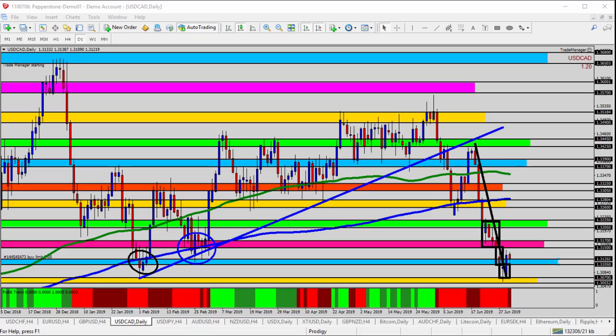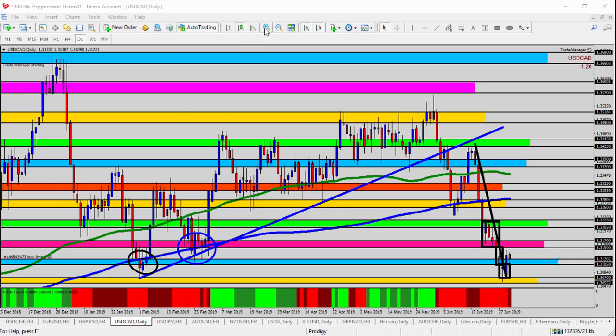Today we're taking a look at the USDCAD, the US dollar versus the Canadian dollar, for today's trade analysis. Not too hard to see here on the daily time frame that this currency pair in the past several weeks has been in a downtrend. You see the black trend line on the right hand side of the chart.